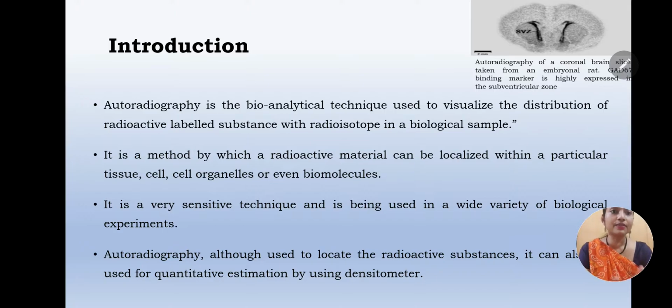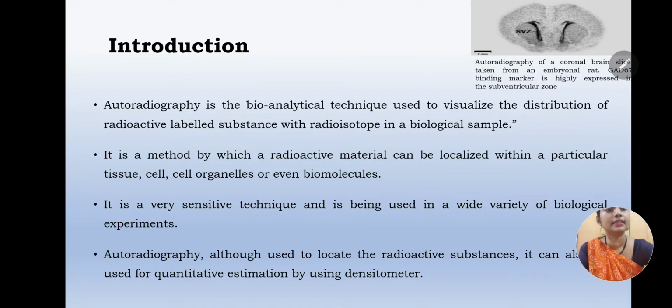So it is a method by which a radioactive material can be localized within a particular tissue, cell organelle, or even biomolecules like DNA, RNA, proteins. It is a very sensitive technique and it is being used in a wide variety of biological experiments. Although it is used to locate radioactive substances, it can also be used for quantitative estimation using a densitometer. So it is both a qualitative as well as a quantitative technique.